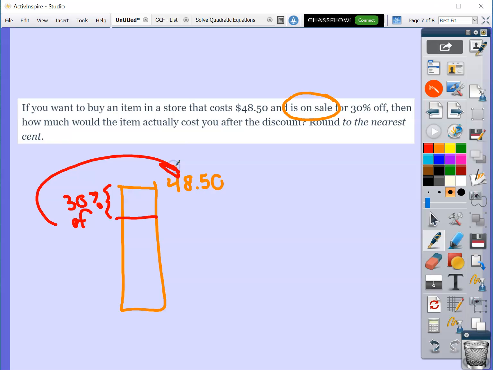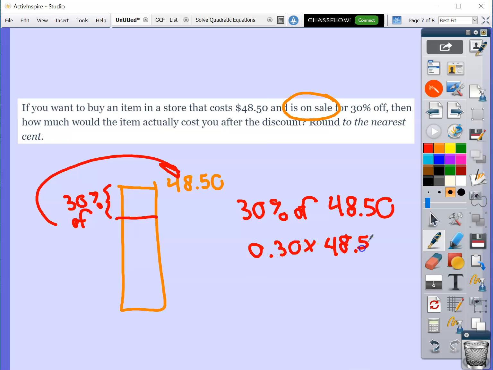So what we're going to have to figure out, this is 30% of the original. First, we've got to figure out what 30% of 48.50 is. That's going to be how much they're going to take off the price. So let's figure out 30% of that. That's 0.30 times 48.50. Okay, 14.55. Now that's not the new price. Be careful, that's not the new price. That's how much it went down by.